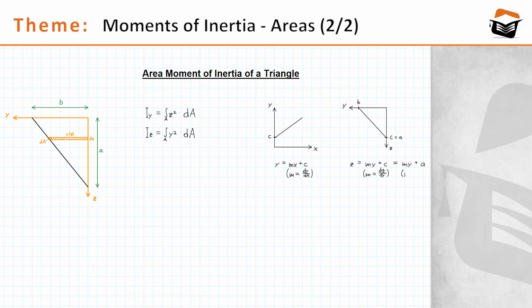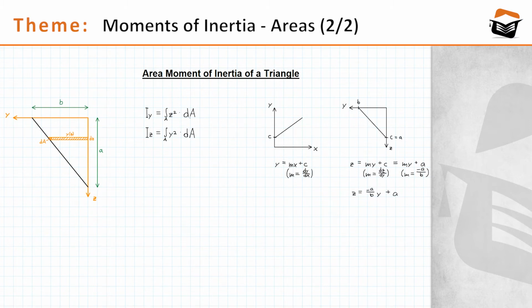So m is equal to minus a over b, and the whole equation in the new coordinate system is thus z equals minus a over b times y plus a. So that's the equation that expresses your z location as a function of the y location.